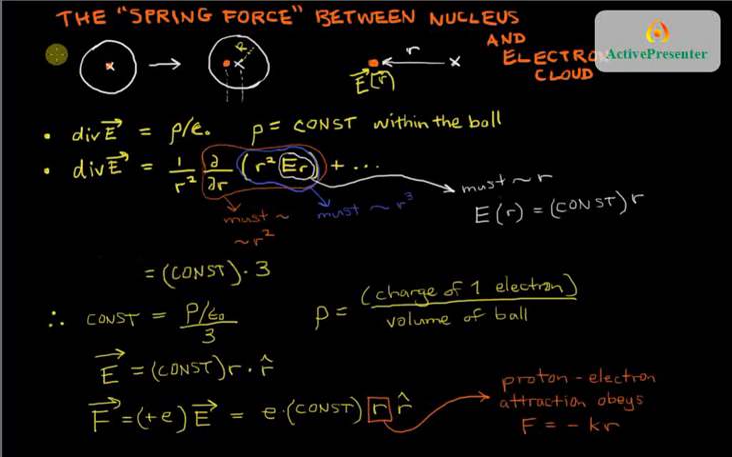This tutorial is a little different because I've already written everything out for you, but I'm going to talk you through it. I want to discuss here the spring force between a nucleus and an electron cloud. This is a model that we are using that eventually leads us to being able to make an estimate of the radius of a hydrogen atom.